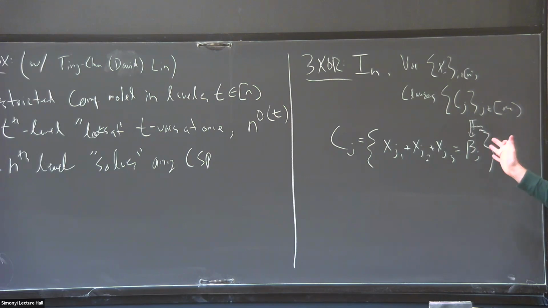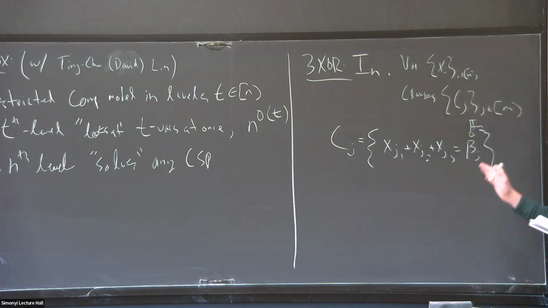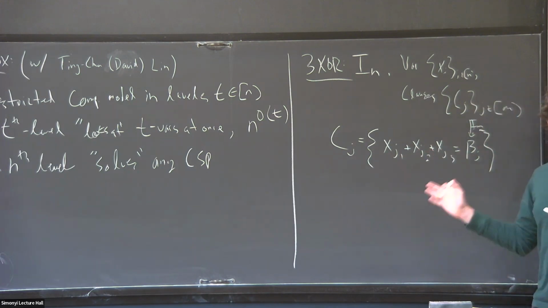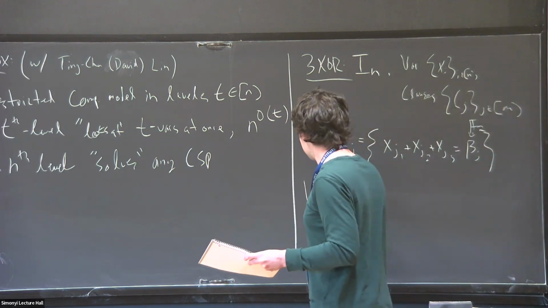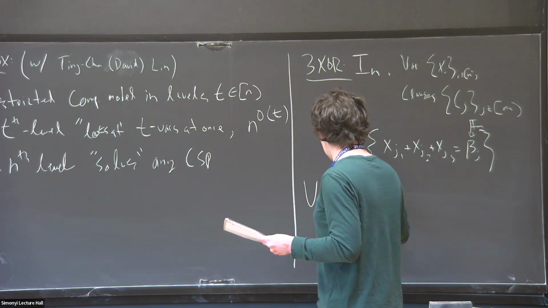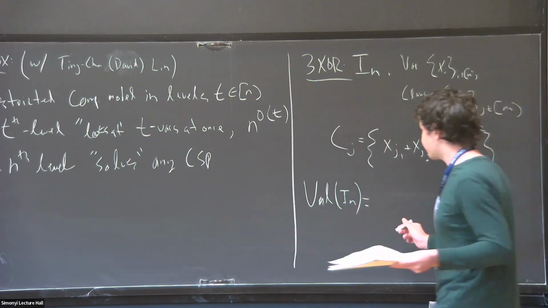What's the actual optimization problem here? Right, we want to figure out over all possible assignments to these variables over the cube, what's the maximum fraction of these equations that we can satisfy at once. This is called the value of the instance. And we can also actually write this out explicitly, right? There's an easy formula for this.